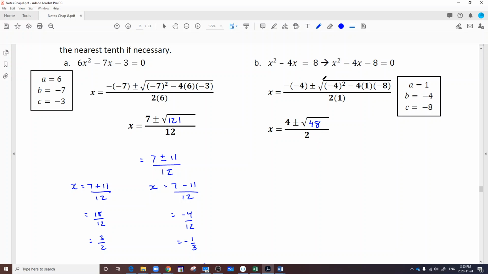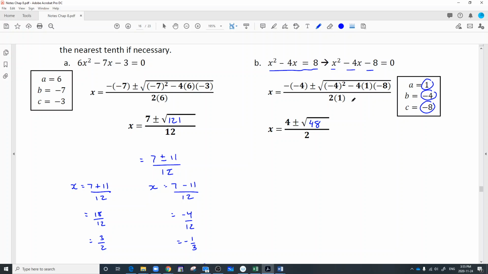When you plugged into your formula, again, the only trick with this one is that it was x squared minus 4x equals 8. So to be able to plug into the quadratic formula, you have to bring the 8 over to the other side and make it equal to 0 first. So you get x squared minus 4x minus 8 equals 0, so that your a is 1, your b is negative 4, and your c is negative 8. That's really important. In order to be able to pull off the coefficients, it has to be equal to 0.